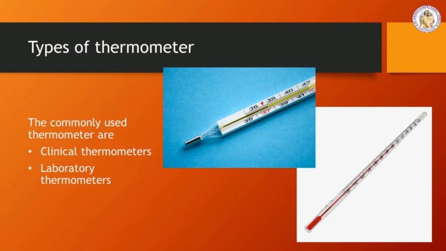Types of thermometers. There are different types of thermometers for measuring the temperatures of different things like air, our bodies, food, and many other things. Among these, the commonly used thermometers are clinical thermometers and laboratory thermometers. Come, let's learn about that.